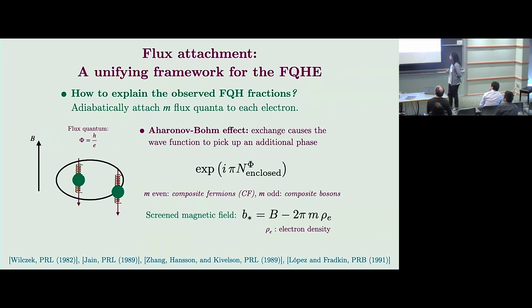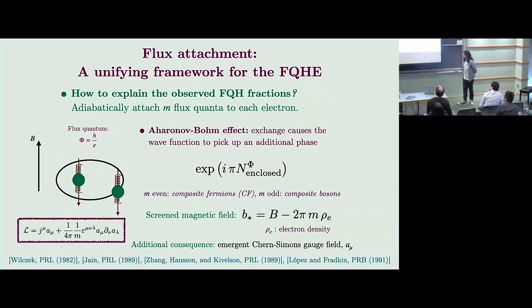Okay. Another important consequence of attaching flux is that the effective magnetic field felt by the composite fermions or composite particles is screened proportional to the number of fluxes that I attach, i.e. the electron density. And one additional important consequence of this is that the composite particles should be thought of as coupling to an emergent U(1) Chern-Simons gauge field that essentially implements this flux attachment constraint.